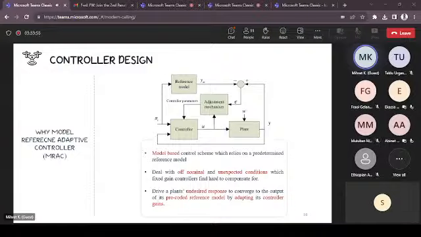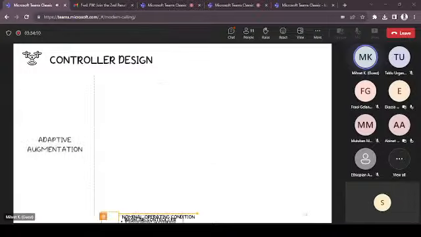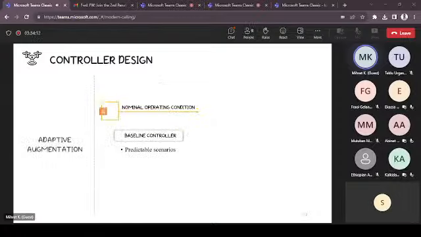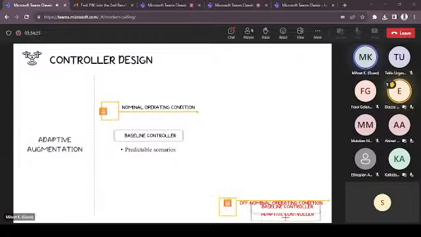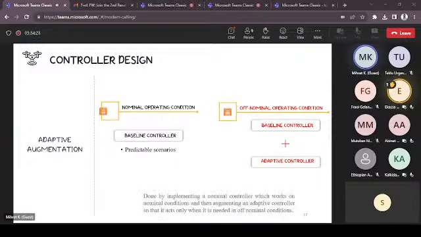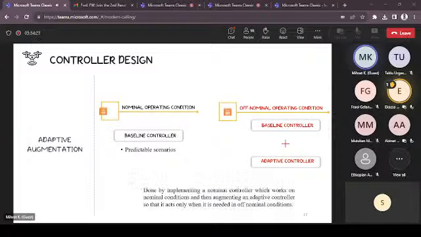This controller tries to drive an undesirable response of a plant to converge to the response of a pre-encoded reference model. So the approach followed is named adaptive augmentation, which consists of two separate controllers. A baseline controller, which tries to ensure tracking and stabilization when operating conditions are nominal and expected, and an adaptive controller, which guides the baseline controller to ensure stabilization when conditions are unfavorable. So this separate type of design enables computational ease and efficiency by letting the adaptation scheme only emerge when needed.